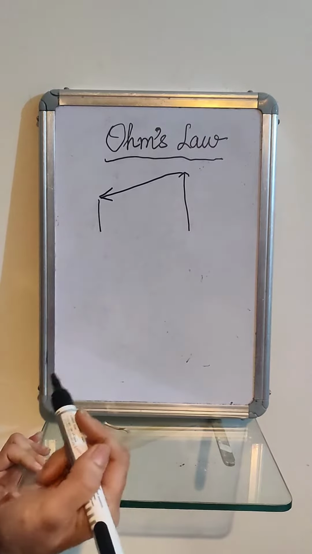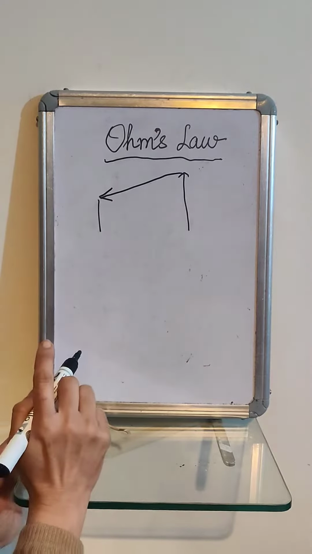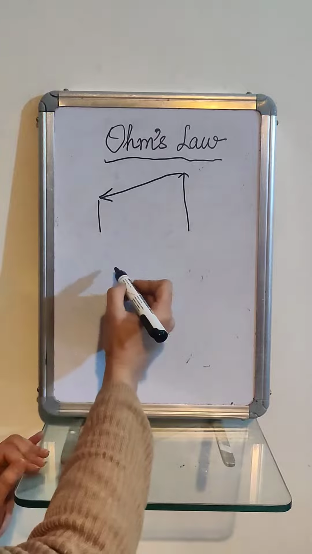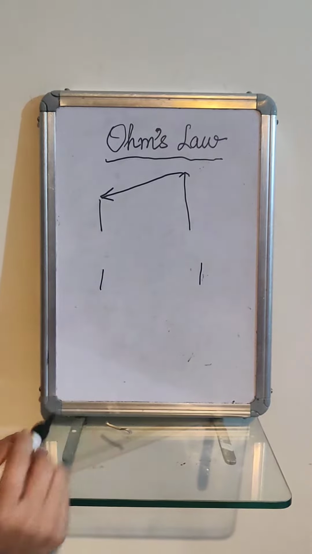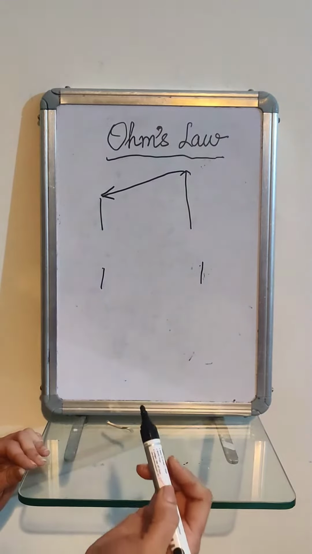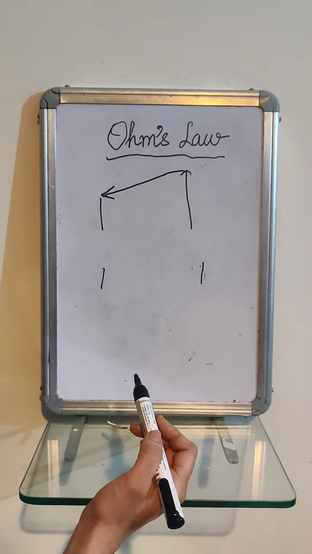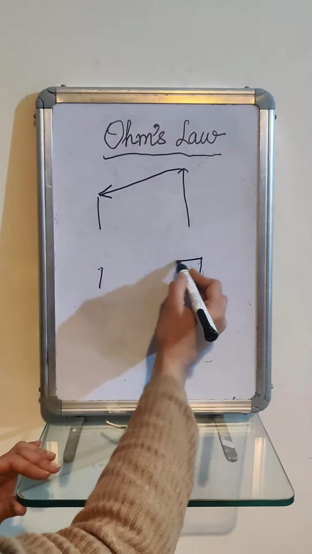So electricity is the flow of electrons. The electrons will flow only if there is a difference in the potential between the two terminals. Now what is potential difference? Potential difference between 2 points in an electric field is the amount of work done to move one unit charge from one point to another.